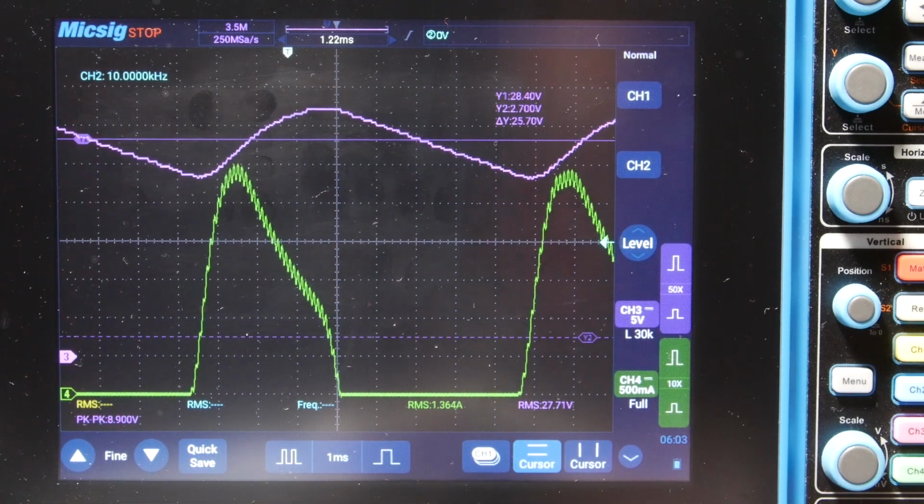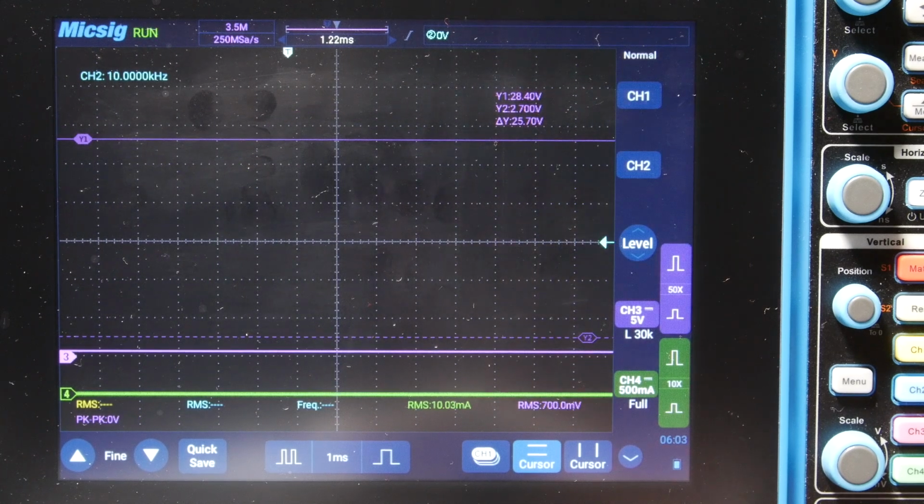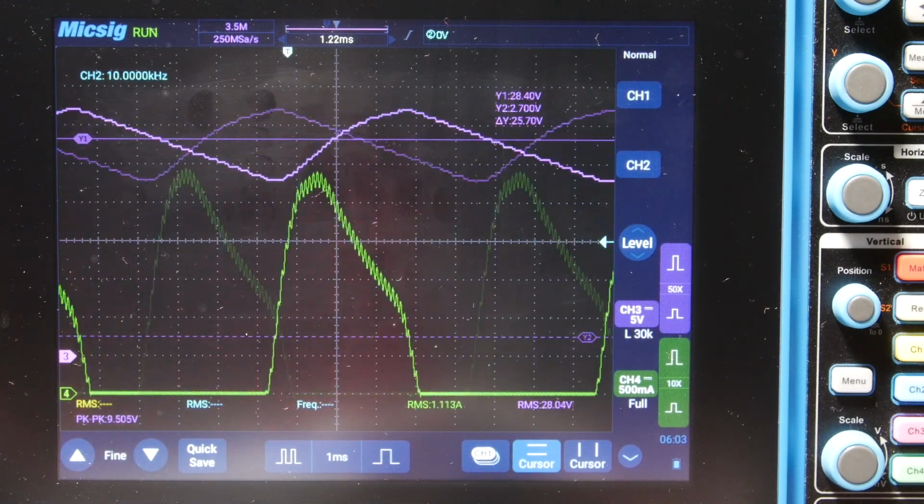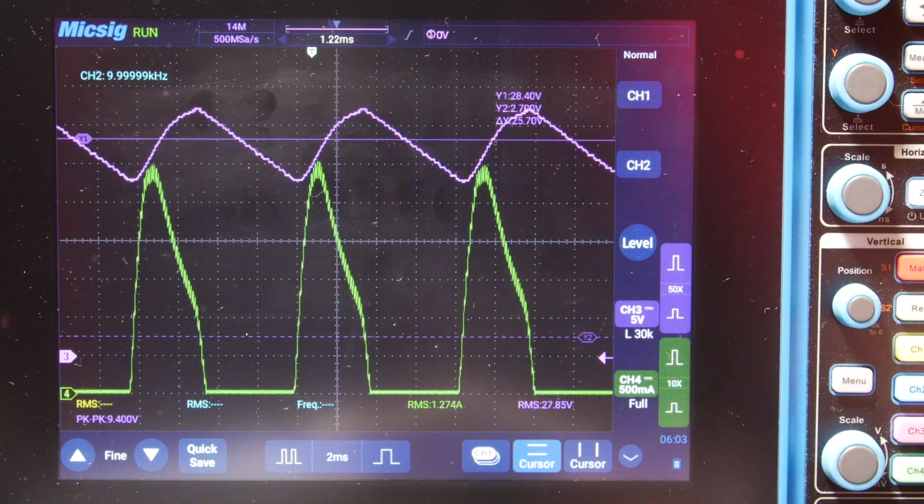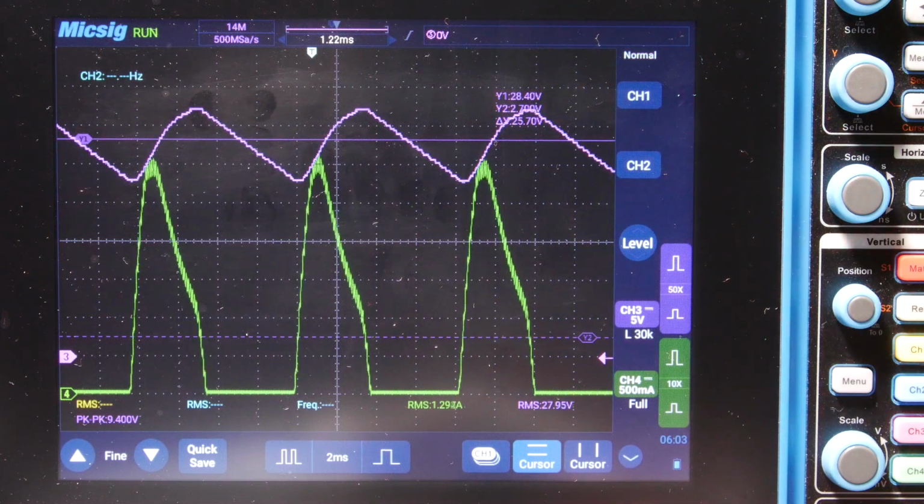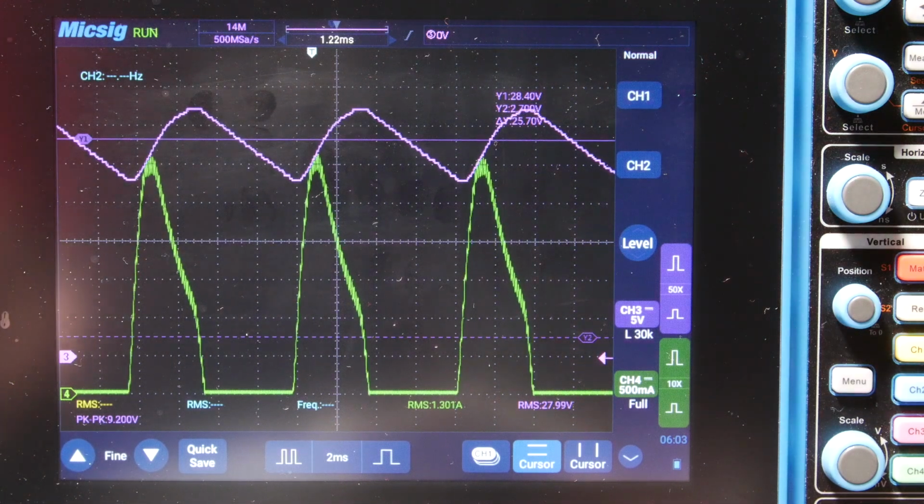Okay, so let's go ahead and look at it now. Turn it on. Okay, we're running. Let's get the cursor on a waveform we can see. Okay, so that's what it looks like. Now I'm going to drop the frequency again.